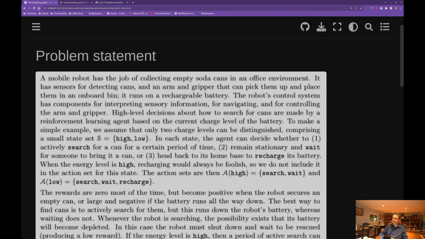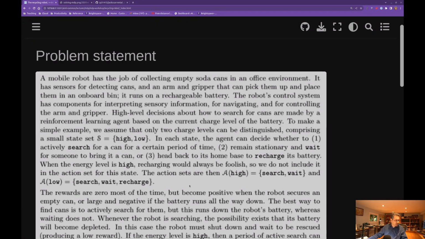So we define, if you like, two different sets of actions that each correspond to the state of the robot. The rewards are 0 most of the time, but they become positive when the robot secures an empty can, and large and negative if we basically exhaust the battery without being able to reach the charger.